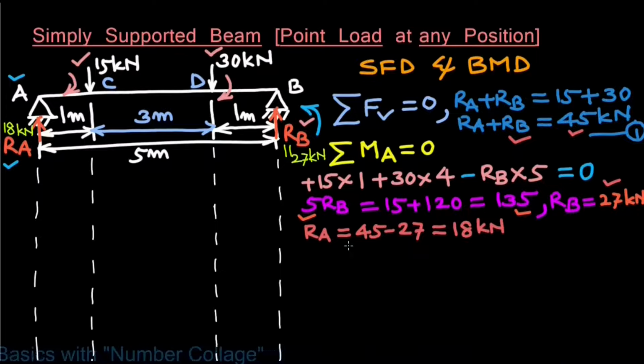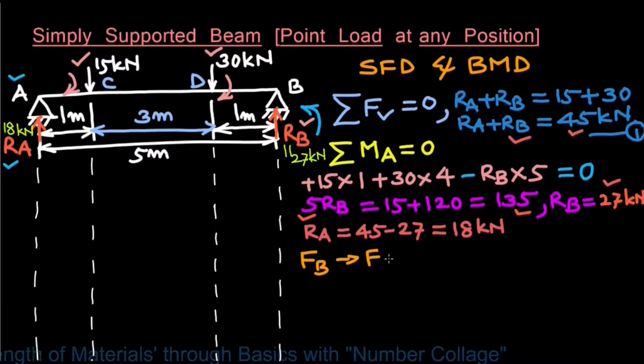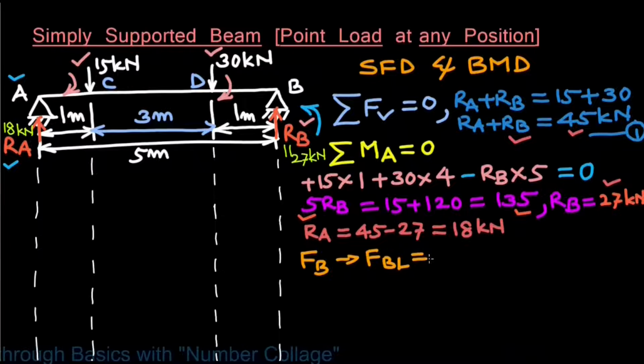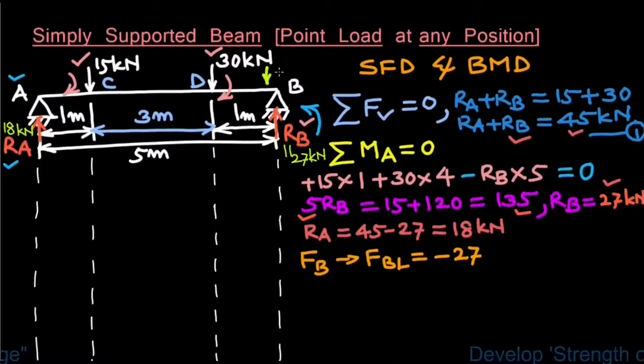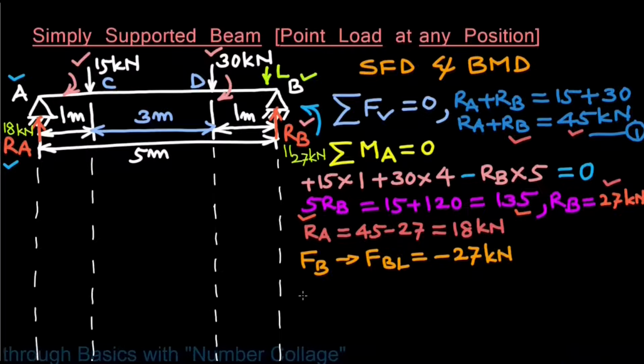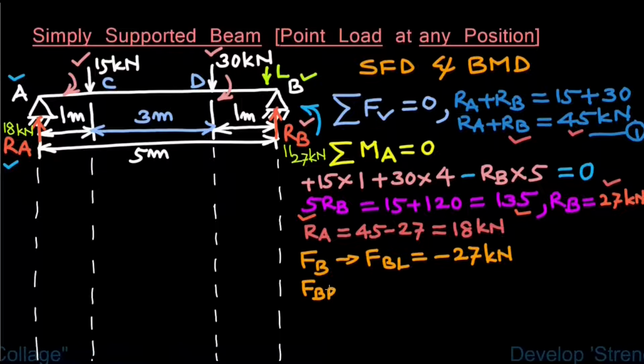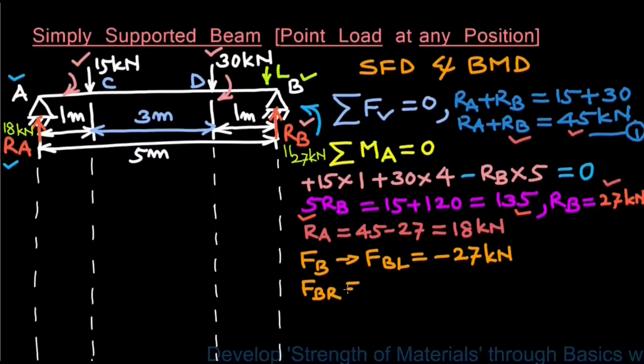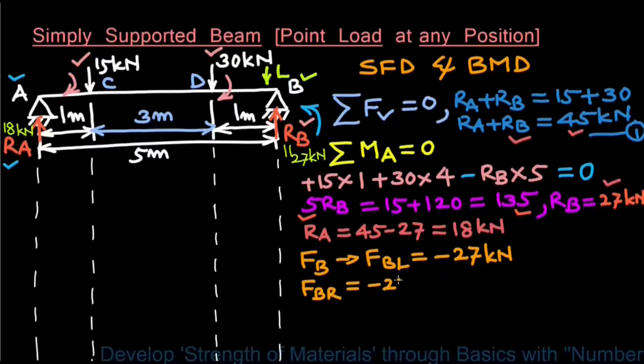Now we will find shear forces. Shear force just left of point B, that is FBL, will be minus 27 because there will be downward force to the left of point B. So this will be minus 27 kilonewton. As there is no load between points B and D, shear force to the right of point B will also be same as to the left of point B. Therefore, FBR will also be minus 27 kilonewton.